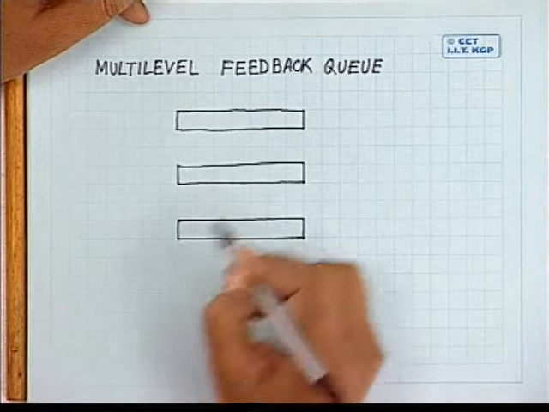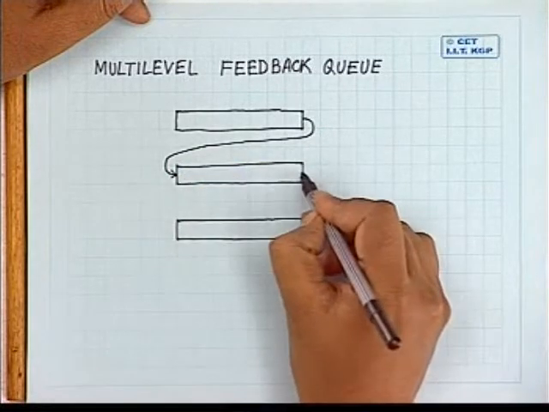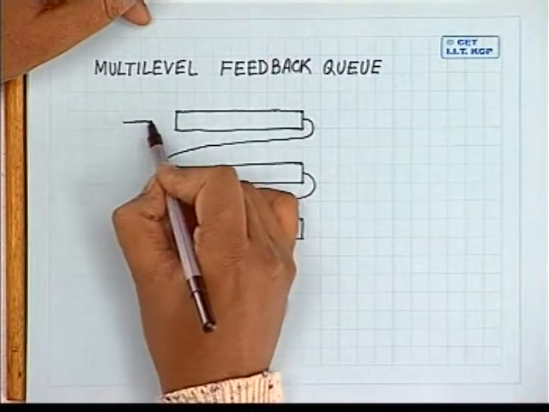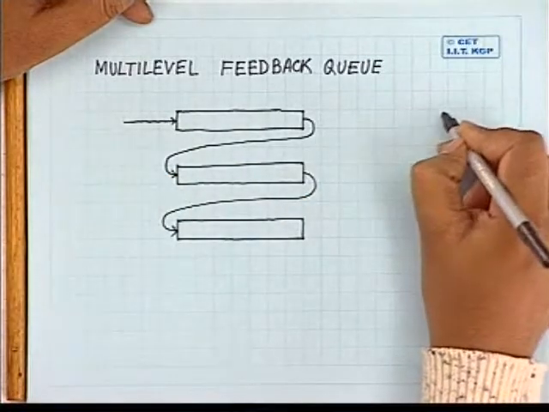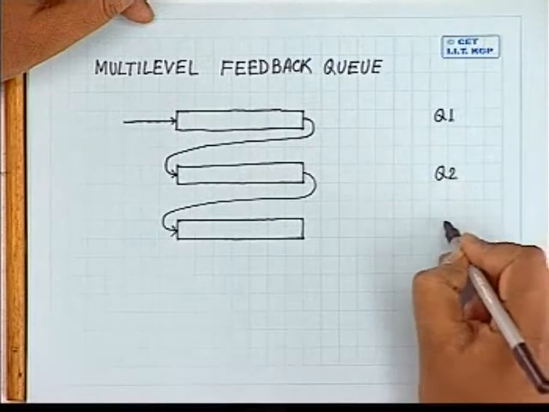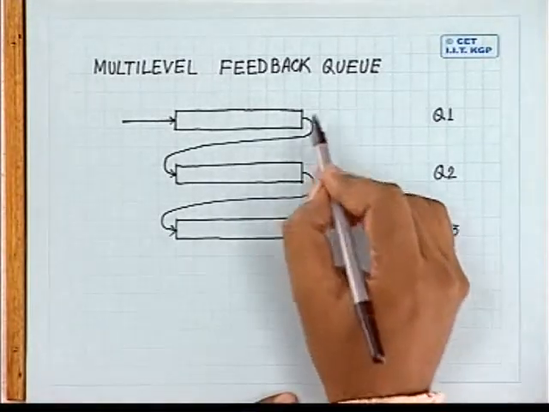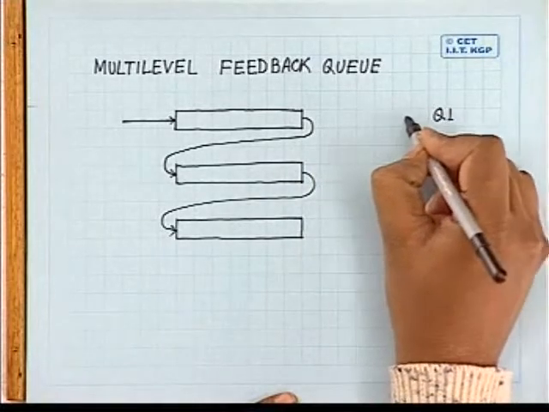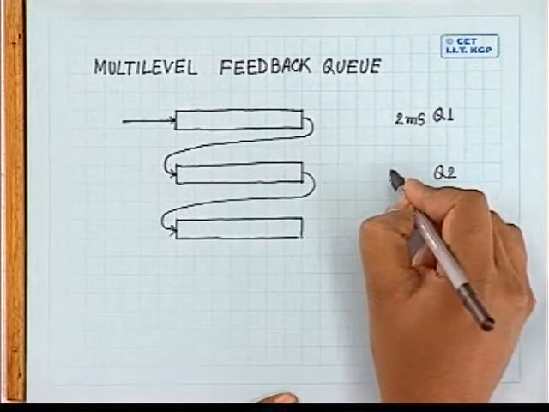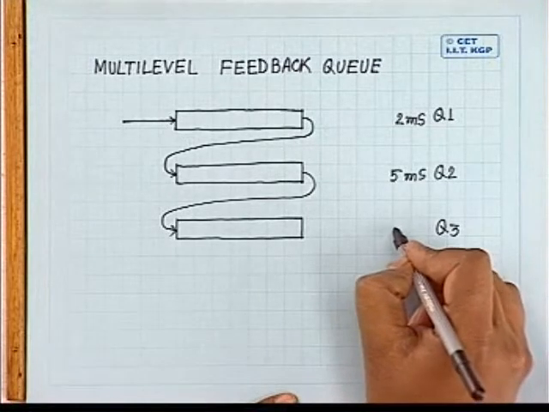Like this, but now with the provision that I can move the job from one queue to another queue. Whenever a job enters the system for the first time, the job is always put in queue number 1. So this is Q1, this is Q2, this is Q3. As before, I will set time quanta for Q number 1 to be 2 milliseconds. Time quanta for Q number 2 may be 5 milliseconds. Time quanta for Q number 3 is more than that, I can make it say 10 milliseconds.